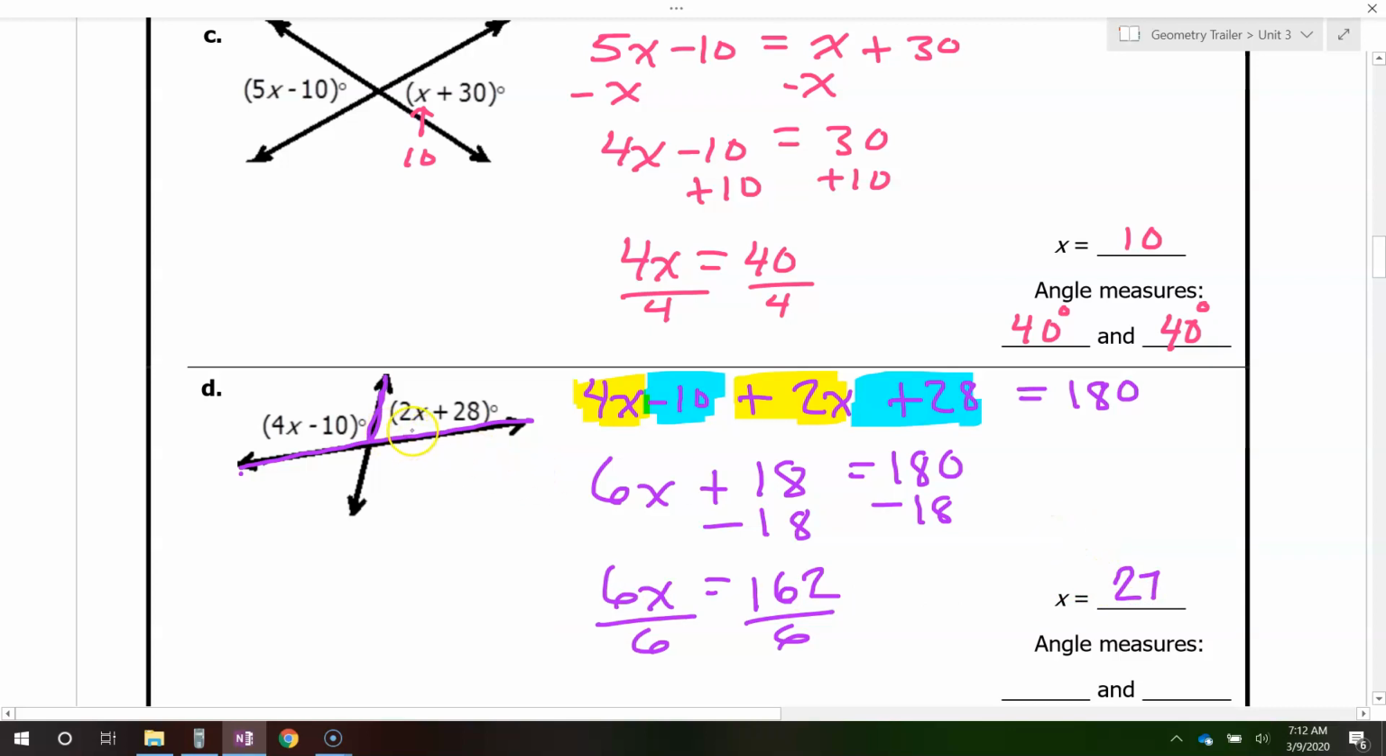All right, so I am going to substitute 27 in for x right there and see what I get. So that's going to be 2 times 27 plus 28.